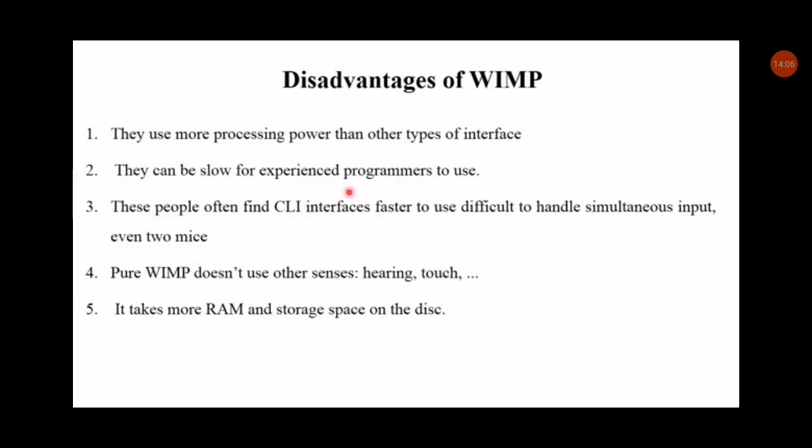If there are advantages, then disadvantages are also there. They use more processing power than other types of interface. WIMP interface can be slow for experienced programmers to use because experienced programmers always use commands or shortcut keys, right? So these people often find other interfaces faster to use, and it is difficult to handle simultaneous input, even two mice. WIMP interface is purely WIMP, it doesn't use other senses like hearing, touch, etc. It takes more RAM and storage space on the disk. So these are the disadvantages of WIMP interface. But still, it is very usable.